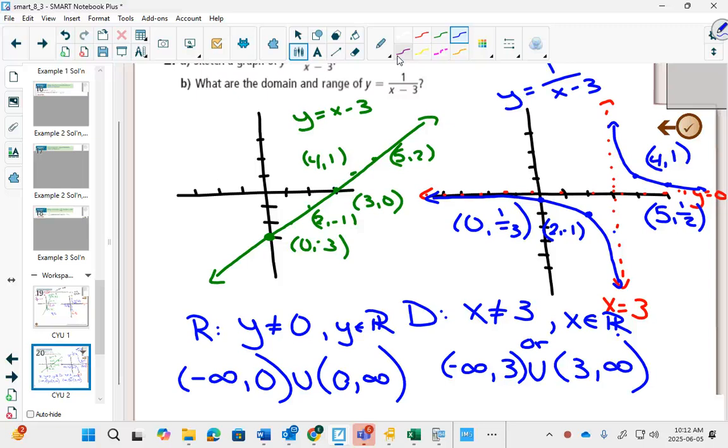All right, questions for practice on this one? Circle 6 and 7.